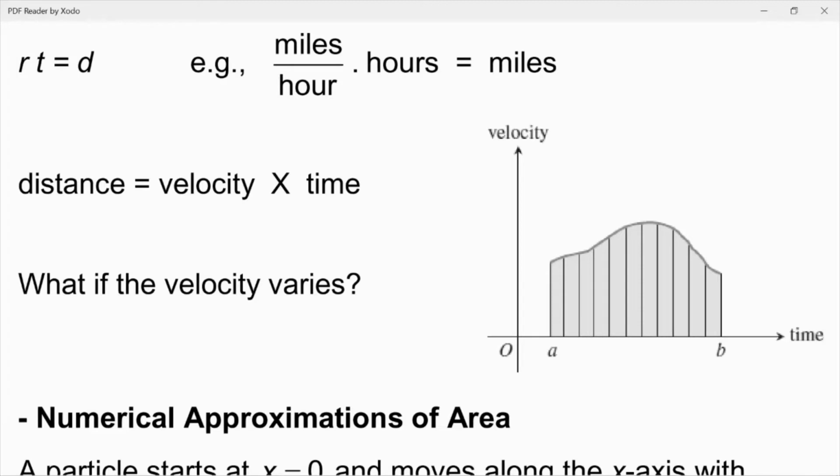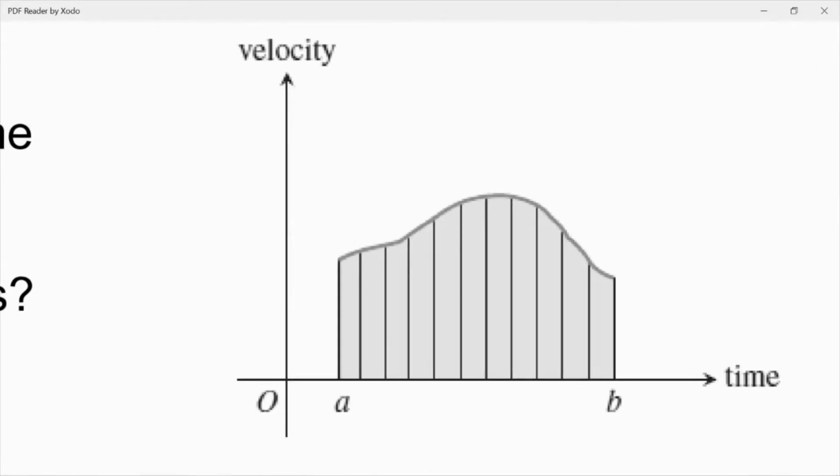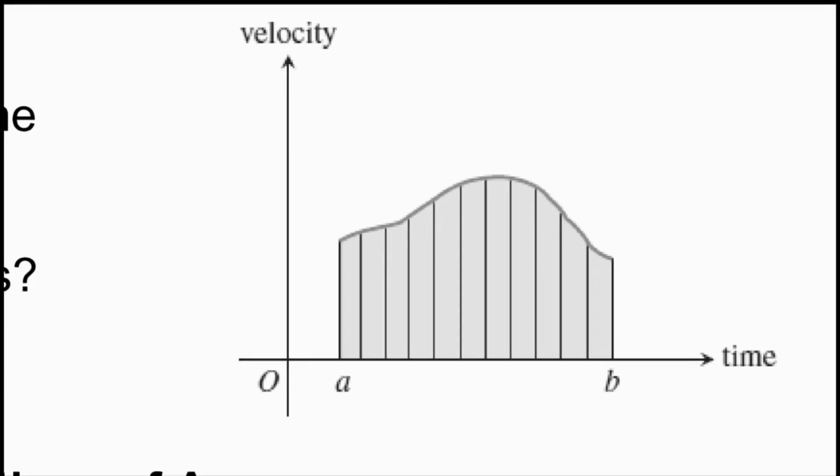So what we're looking at here with this velocity graph is the same idea, but now we have a velocity that's not constant. We have a velocity that's varying. So if I were to try to find the distance traveled from this velocity graph, it would be much more difficult to do because I don't have a rectangle anymore. I have an irregularly shaped region here that I'm trying to find the area of.